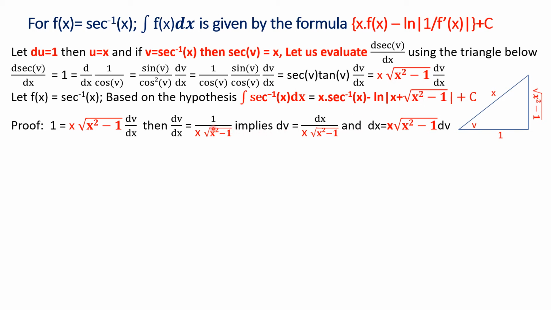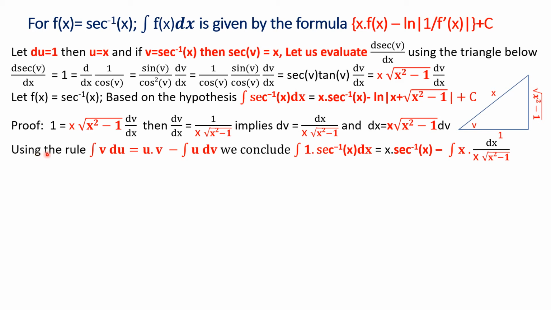Now we will proceed. Since we said 1 equal to x multiplied by the square root of x squared minus 1 dv by dx, we have to solve for dv by dx, and that's going to be equal to 1 divided by x multiplied by the square root of x squared minus 1. This implies that dv, if we solve for dv by multiplying both sides by dx, we get dv equal to dx divided by x multiplied by the square root of x squared minus 1. And we could also conclude that dx equal to x multiplied by the square root of x squared minus 1 dv. We will need both of them in a minute.